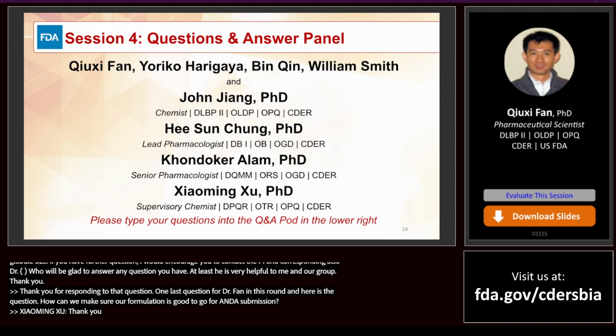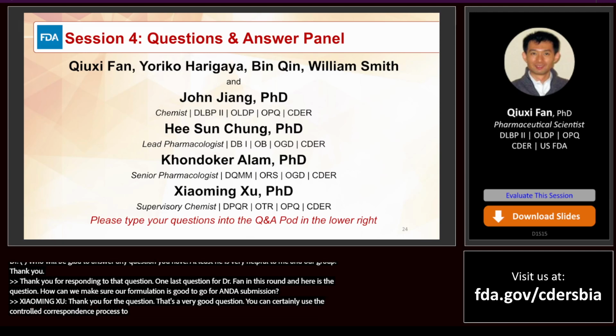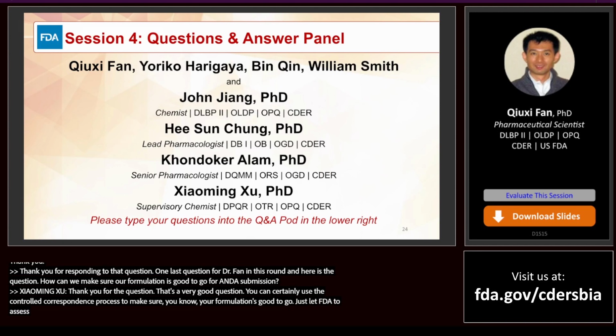Thank you for the question. That's a very good question. You can certainly use the controlled correspondence process to make sure your formulation is good to go. Just let FDA check to assess your formulation before all your development work. That will certainly save a lot of your time and labor later on. Thank you.